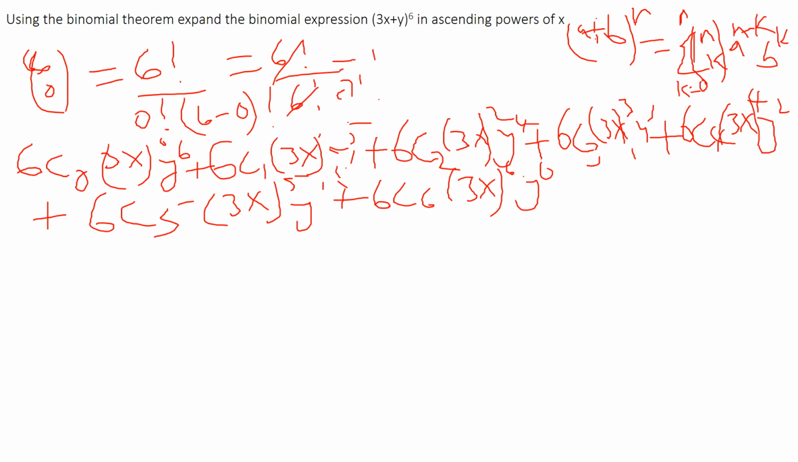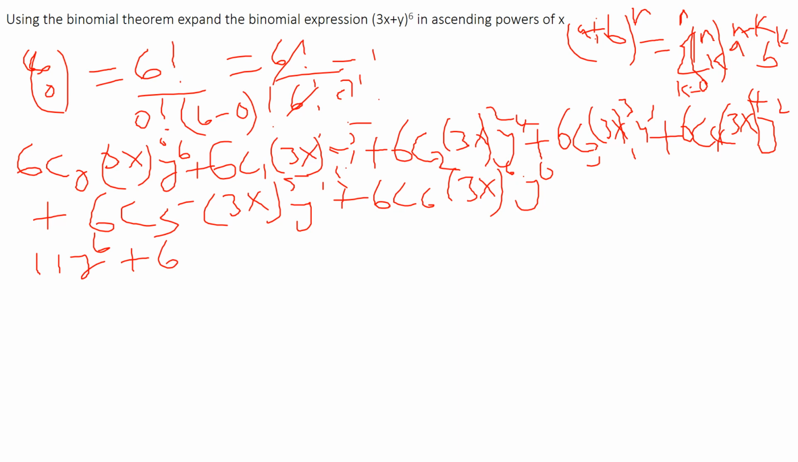We can expand this. We know that 6 choose 0 is 1. Then 3x raised to power 0 is 1, since any number raised to power 0 is equal to 1. Then we have y raised to power 6, then plus we have 6 choose 1. If you do it with your calculator, 6 choose 1 gives us 6.